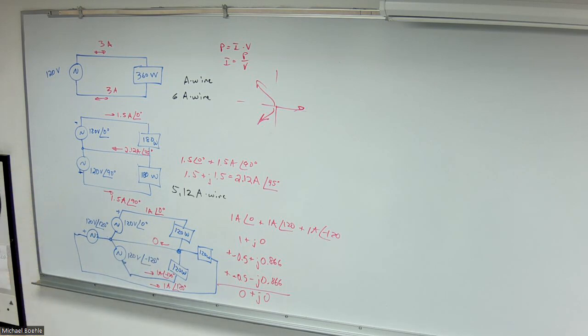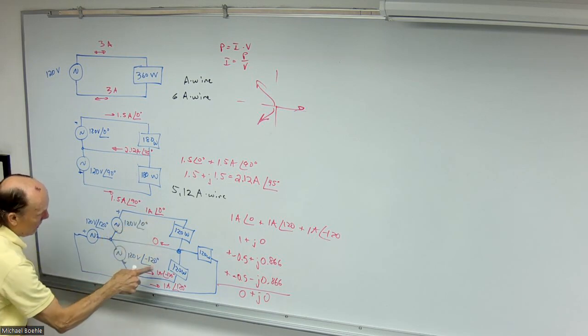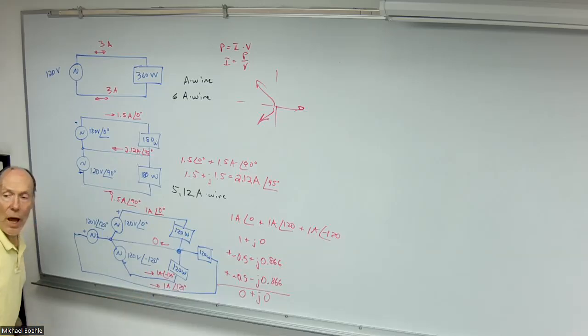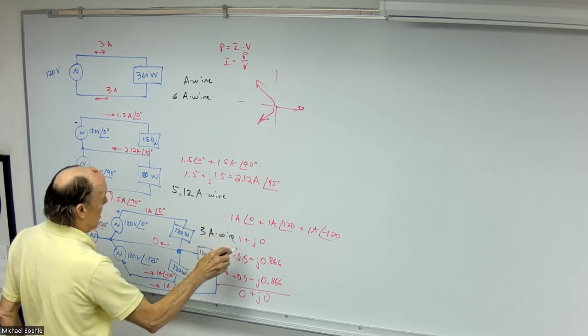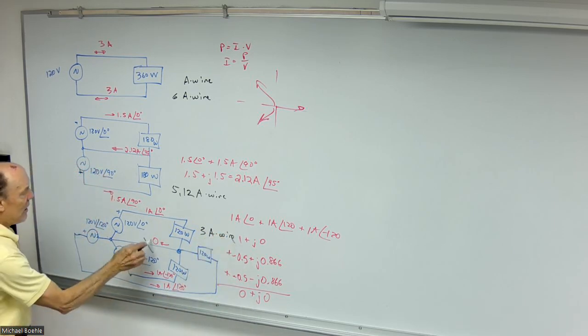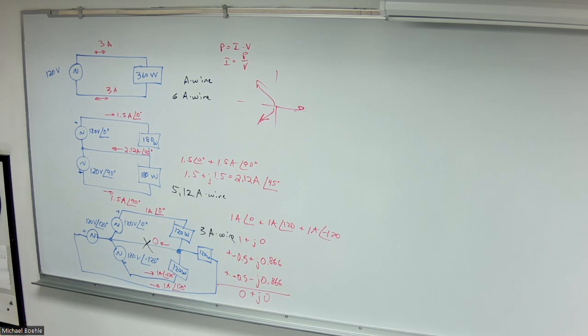Now, what does that mean? Which is something going on. I only need 1, 2, 3 lines with 1 amp each. So this is now 3 amp wires. Do I even need that one?